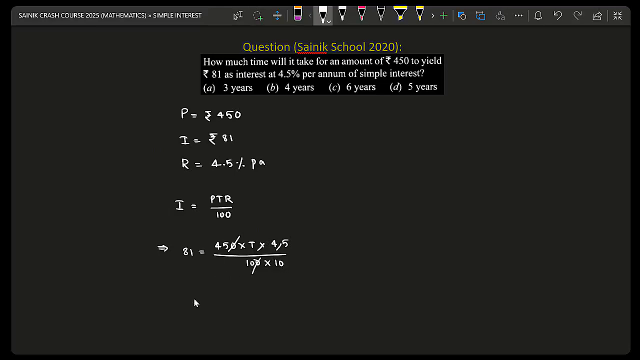Okay, now I want the value of time period. Transpose all the remaining things to the left side. 81 is already there. Now 10 and 10 are in the denominator. They will go to the numerator. Can I write together 100? Yes, sir. And what will come to the denominator?